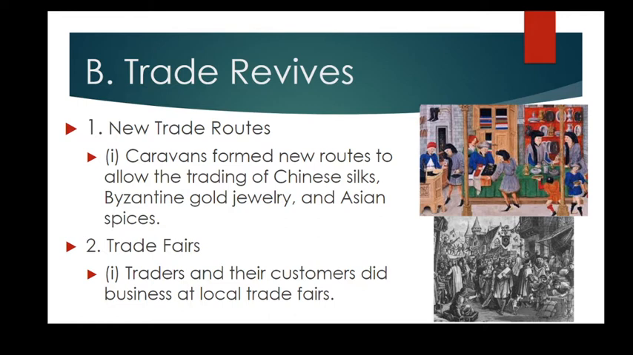You might have a vendor who goes out to Asia, buys a significant amount of spices, for instance, comes back with those spices, then goes to these trade fairs and trades for things he needs. It could be gold from the Byzantine Empire, or silk from the Chinese Empire. Any of these things would be available to them.